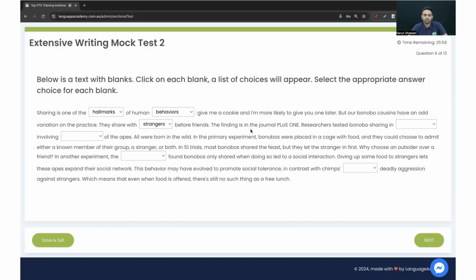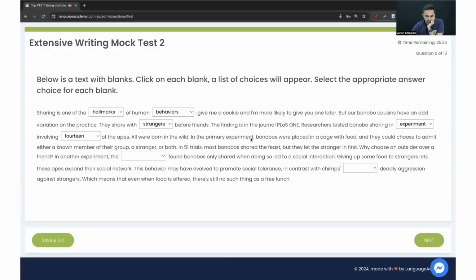The finding is in the journal Plus One. Researchers tested bonobo sharing in dash. Researchers will experiment involving dash of all apes. Wolverine is an animal. 14 apes, right? 14 of the apes. So they did an experiment involving 14 of the apes. Ape is an animal, right? Something which looks like a monkey, but I think bigger than a monkey. All were born in the wild.